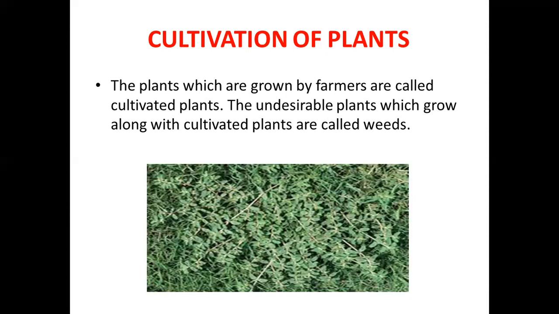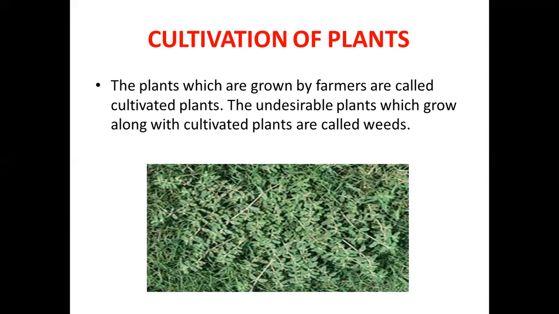So, these plants which are grown by the farmers are called cultivated plants, and the undesirable plants which grow along with the cultivated plants are called the weeds. These undesirable plants should be removed from the soil. Why? Because if these weeds are left in the fields, they harm the growth of cultivated plants.